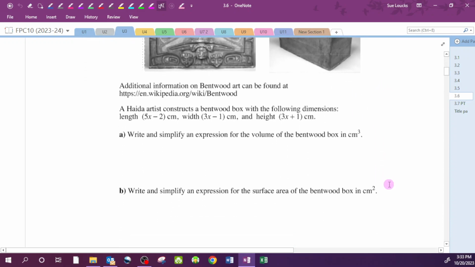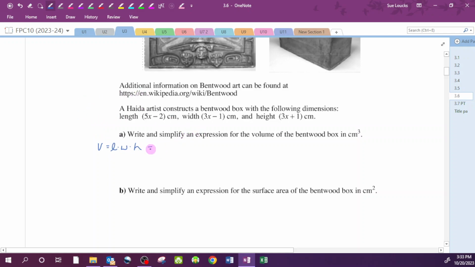So here's the question. A Haida artist constructs a bentwood box with the following dimensions. The length is 5x minus 2, the width is 3x minus 1, and the height is 3x plus 1, all in centimeters. And we are going to write and simplify an expression for this. So an expression for volume is that volume equals length times width times height. We always start off with, don't make it more difficult than it needs to be. Always start off with just your basic formula.